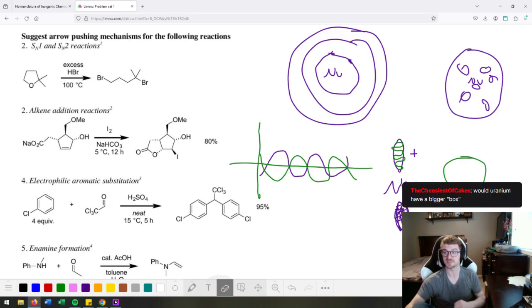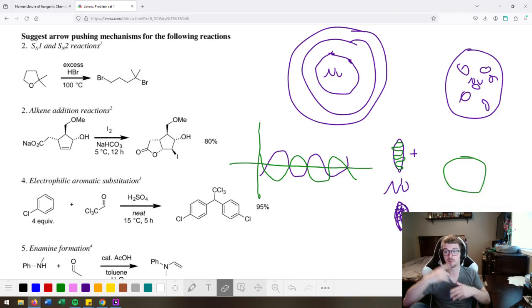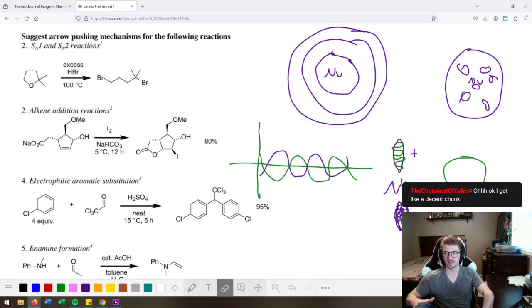Yes, uranium would have much bigger boxes, because it has all these additional energy levels. As you go down a row in the periodic table, you add these layers of orbitals on top of each other. And yeah, so the outer layers of uranium will start to be very, very large orbitals with very low electron density around them.